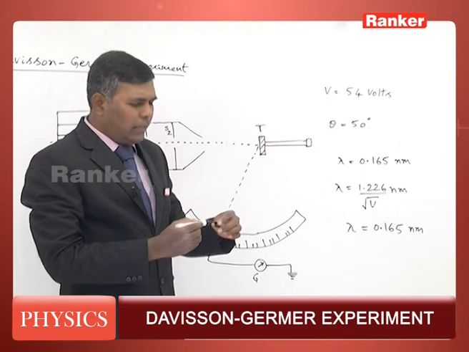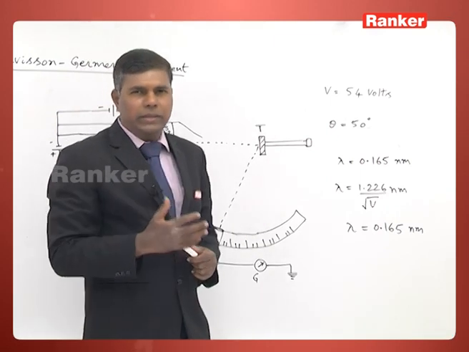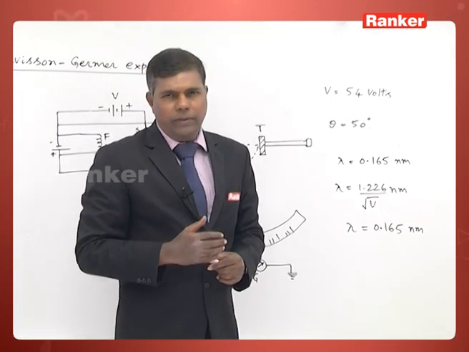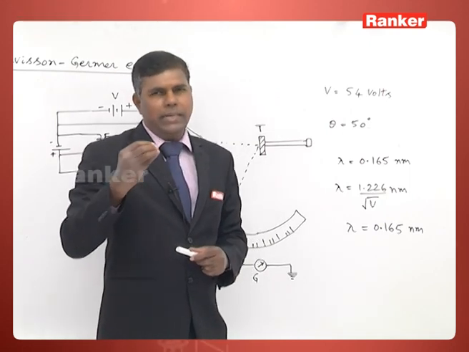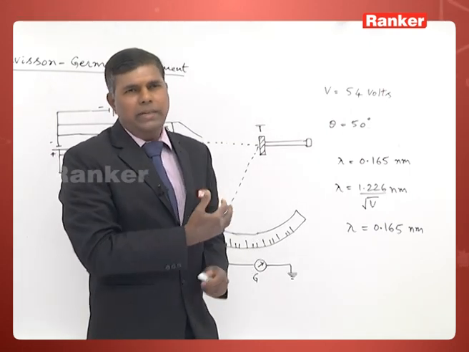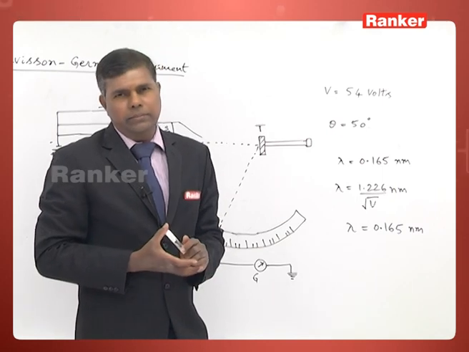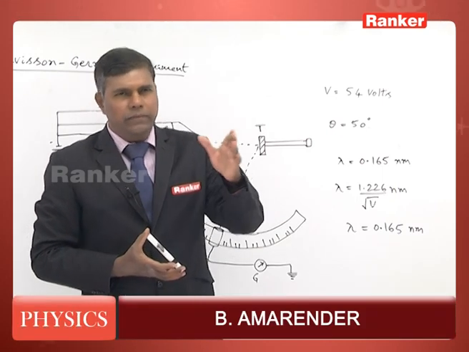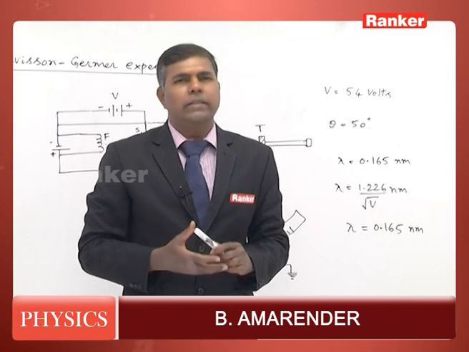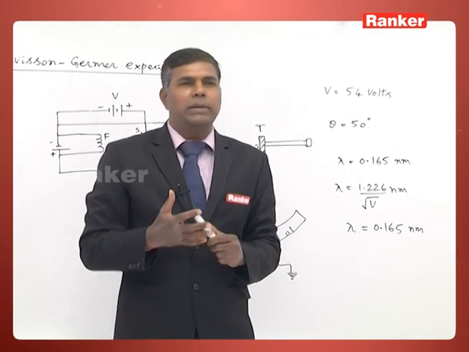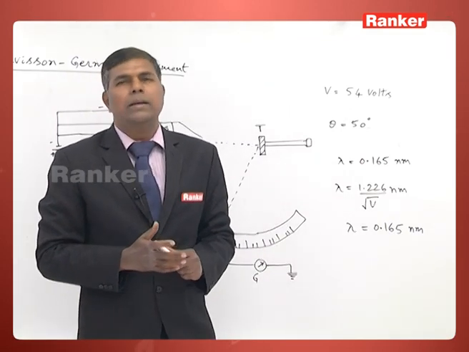It implies that this electron beam is undergoing diffraction, which is basically a wave phenomenon. Electron is basically a particle, and in this experiment it is exhibiting diffraction. Diffraction is a wave phenomenon, therefore the electron is exhibiting wave nature. This is an experimental evidence for the existence of matter waves.